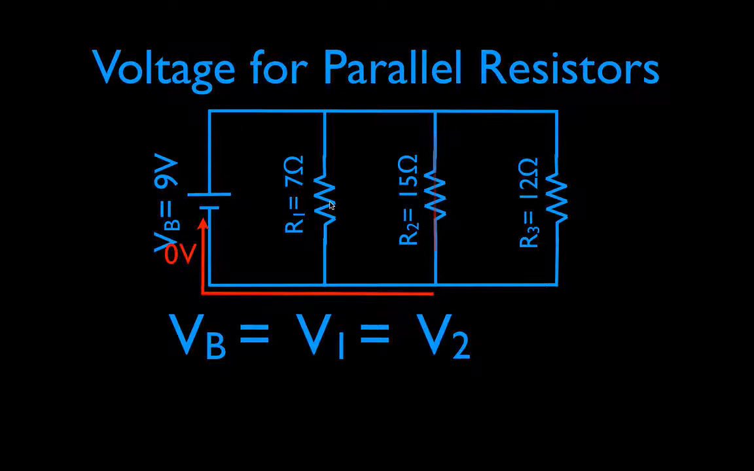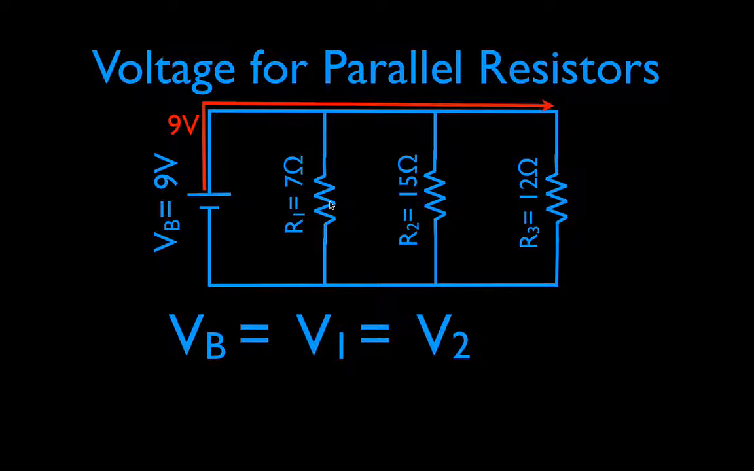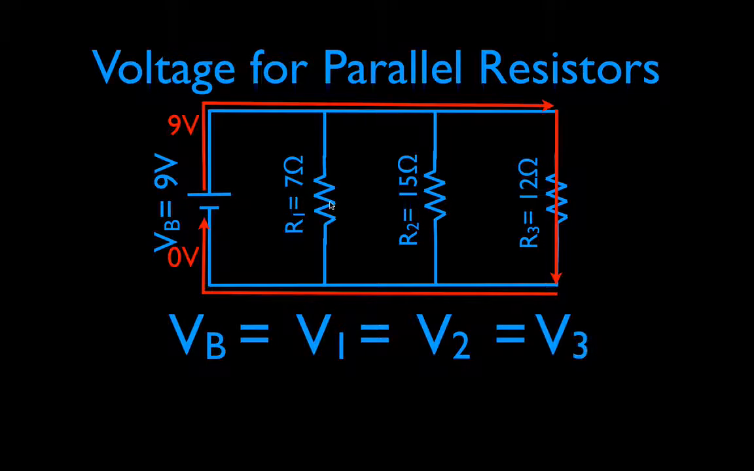Now, the remaining electrons are going to go through resistor number 3. They only go through resistor number 3. And when they come back to the battery, they must have no energy. Since they only went through resistor number 3, they must have given all of their energy to resistor number 3. And that means that the voltage drop across resistor number 3 is also equal to the voltage of the battery, which is also equal to the voltage drop across 1 and the voltage drop across 2. That is the voltage rule for resistors in parallel.